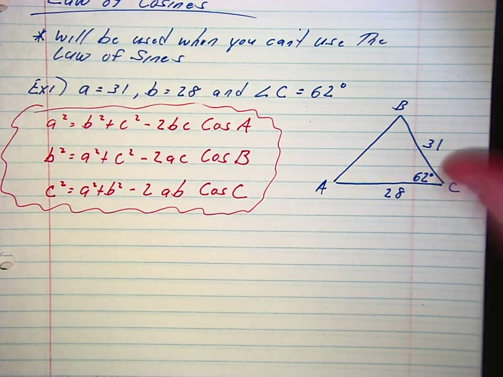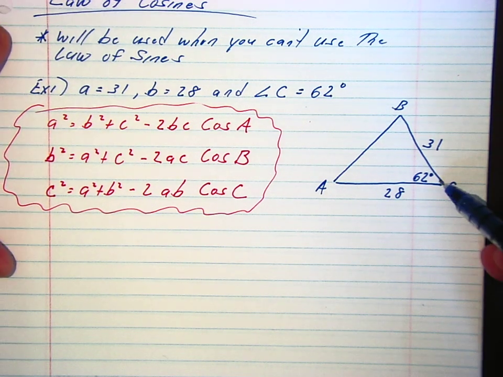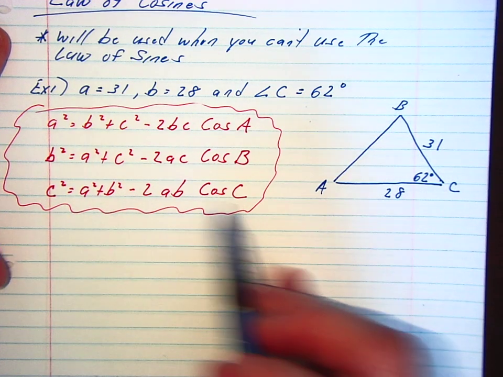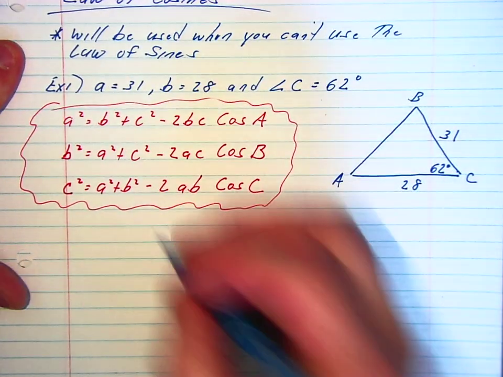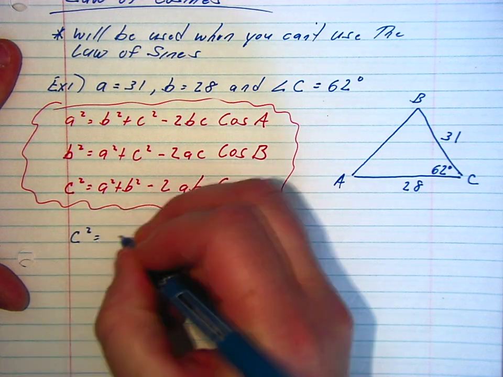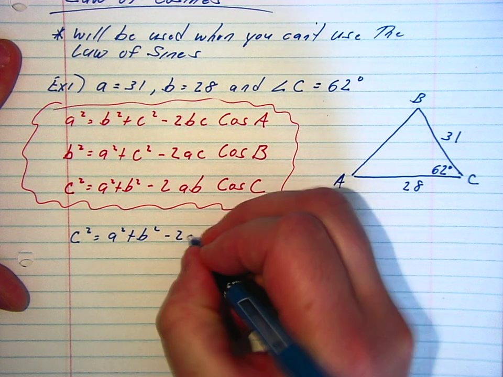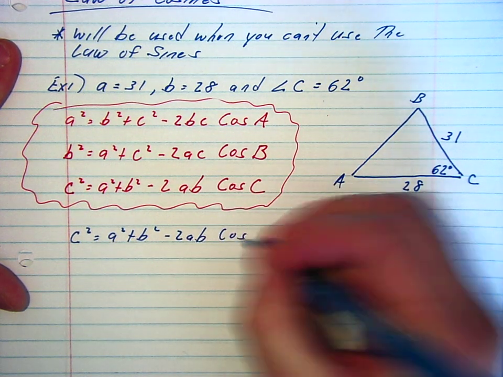There are going to be two different kinds of problems for the law of cosines. This one is going to be the easier one. Again, it is based on what angle you have. I have angle C, so I'm going to be using this formula right here. You don't need to rewrite it, but I'm going to again. So here's the formula I'm going to be using: c squared equals a squared plus b squared minus 2ab times the cosine of C.